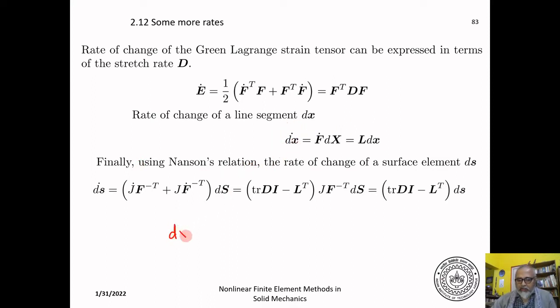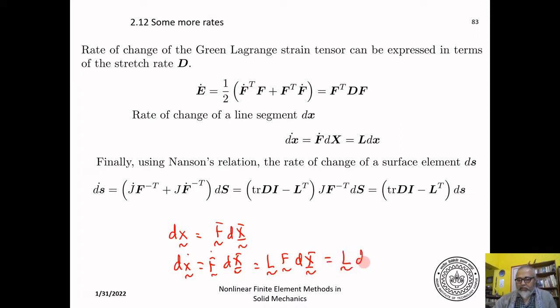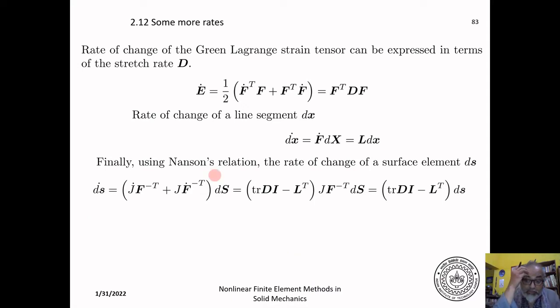So dx dot, so dx is F times d capital X. d capital X is not a function of time, so dx dot is F dot dX. F dot is LF, but F dX is again d small x. So the rate of change of a line segment dx is related to the line segment itself through L. So that's another important relation, that dx dot, the rate of change of a line segment, is related to the line segment through L.